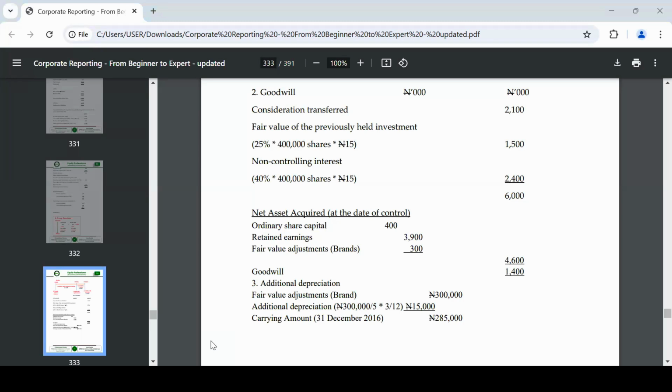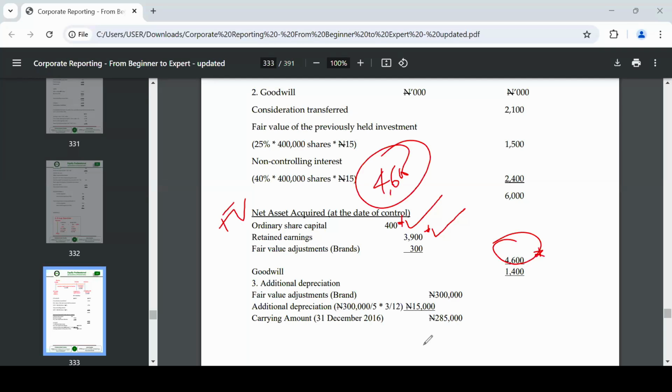Now, ordinary share capital is 400. Retained earnings is 3,900. But don't even worry about all of this. They already told you that the fair value of the net asset acquired was 4.6 million. And they told us that the difference between the carrying amount and this fair value is accounted for as brands.